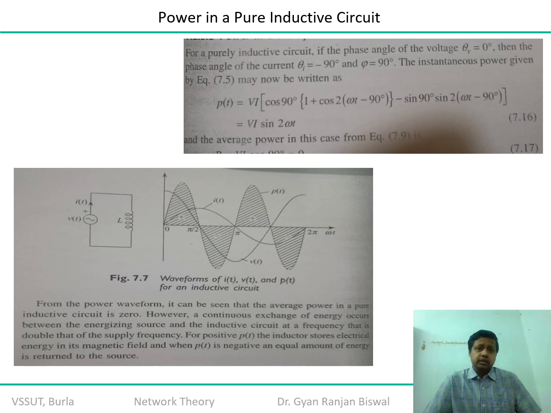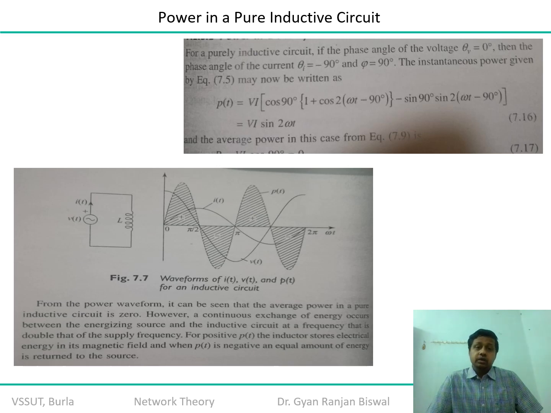If you appreciate the response of the voltage and current in terms of the instantaneous power, it is operating at twice the operating frequency. You can say that your supply frequency is operating at 50 hertz, so in that case the power is going to be operating at, in general, 100 hertz. That is the point I wanted to convey.